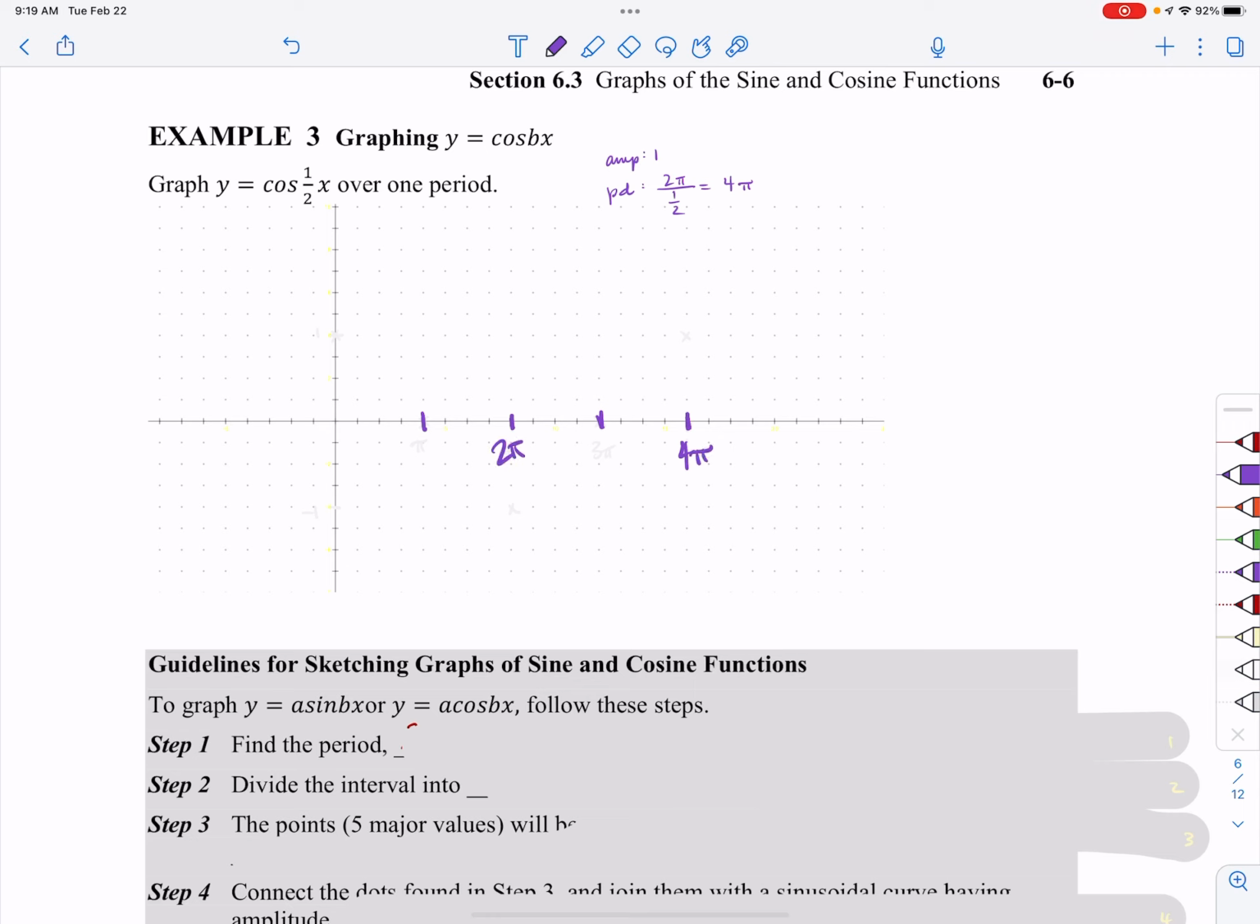Take half to get 2 pi, take half to get pi, and then I can just count 1 pi, 2 pi, 3 pi, 4 pi. Since I'm going up and down to 1, we'll go ahead and mark those. This is a cosine graph, so remember that the cosine has a maximum at the beginning and the ending. It has a minimum in the middle, and it has x-intercepts at the 2 quarters. Once you have those 5 values, then you can easily connect the dots to get your cosine graph.